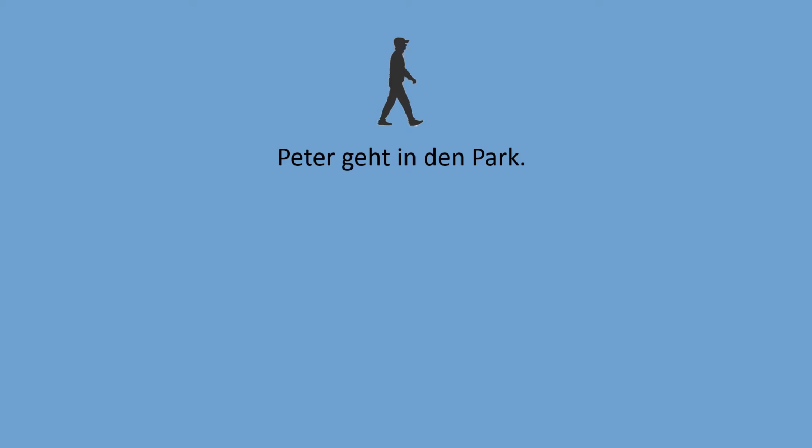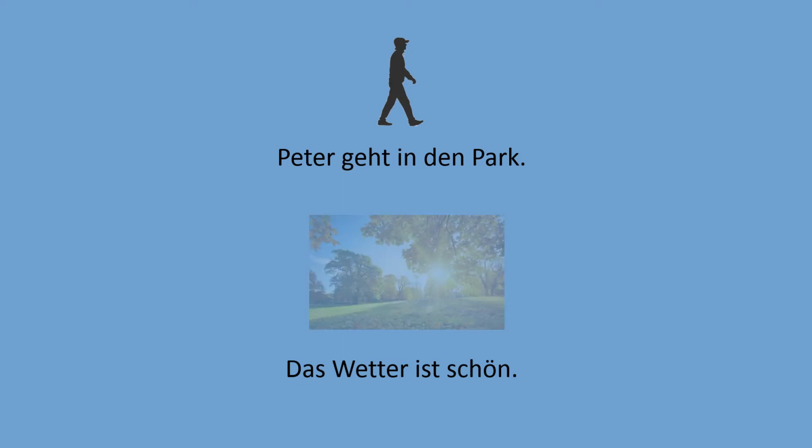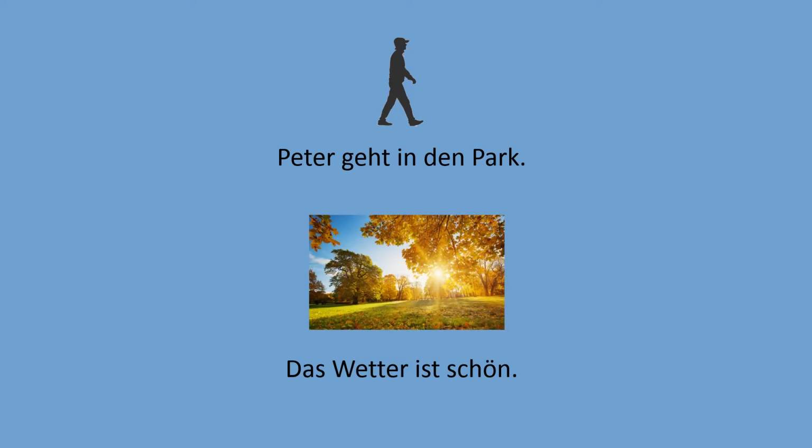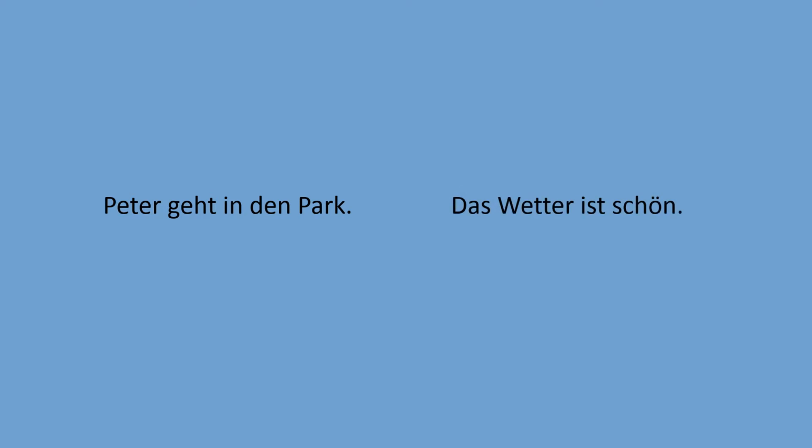And because I mentioned the good weather, let's create the second sentence. Das Wetter ist schön. So the weather is nice. The weather is good. And look, I found a very nice picture. Now I realize it's probably fall time and we have springtime. But anyway, so you have an idea the weather is very nice. Good. So let's look at both of these sentences from a linguistic point of view. Peter geht in den Park und das Wetter ist schön.